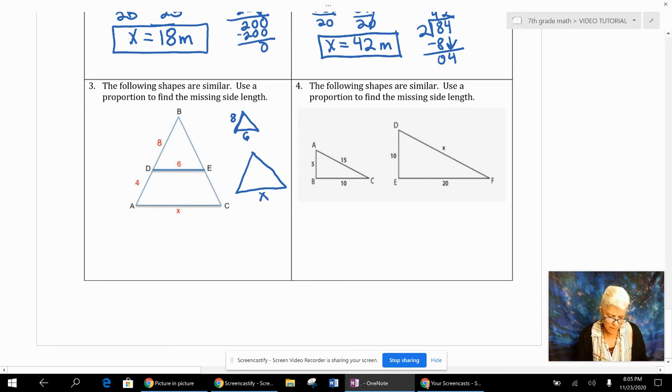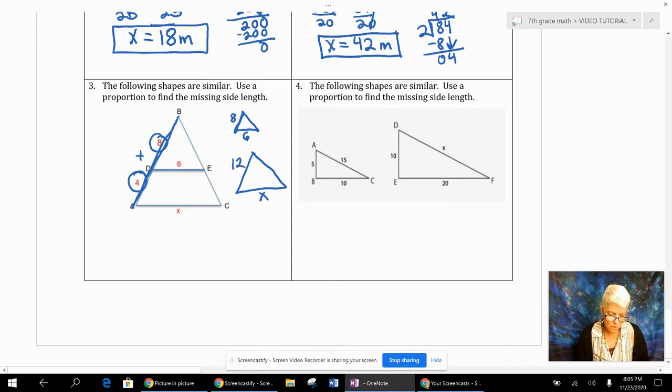I can see that the bottom is X, but do I know what the side is? The side is this whole side. So it's this plus this. It is adding those 2 together because it's the whole side. So that whole side is 12.